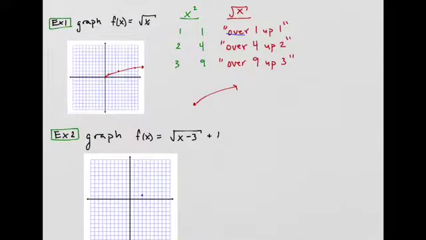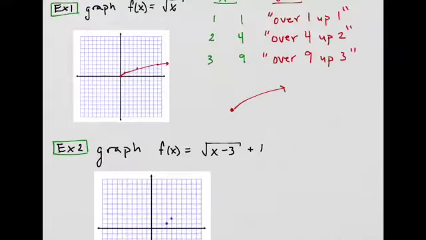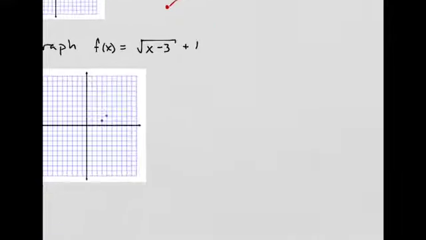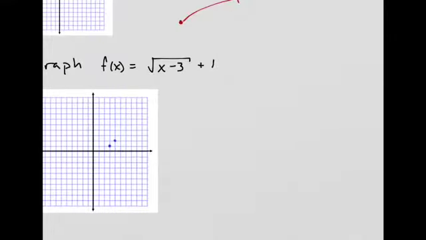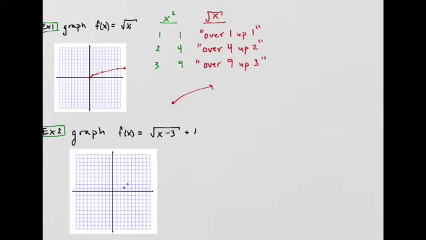So what does this say? Over 1, up 1. So I start here, and then over 1, up 1. And I'm moving to the right. I don't do it to both sides, because, remember, I can't plug in negatives. And then, again, starting back from my vertex of the radical function, over 4, up 2: 1, 2, 3, 4, up 2. And if I had 9, I'd go 1, 2, 3, 4, 5, 6, 7, 8, 9, up 3: 1, 2, 3. So it would look like this.